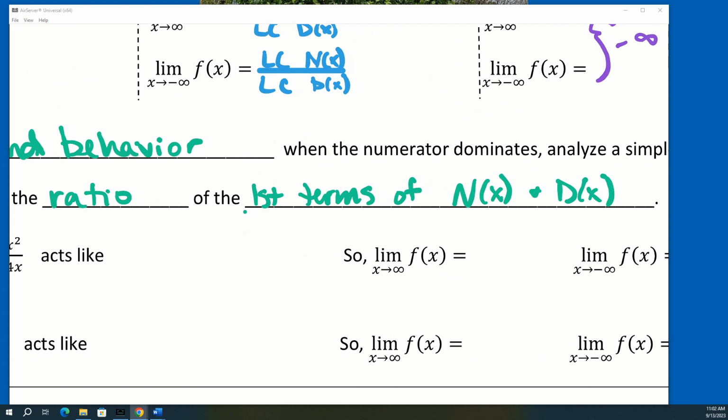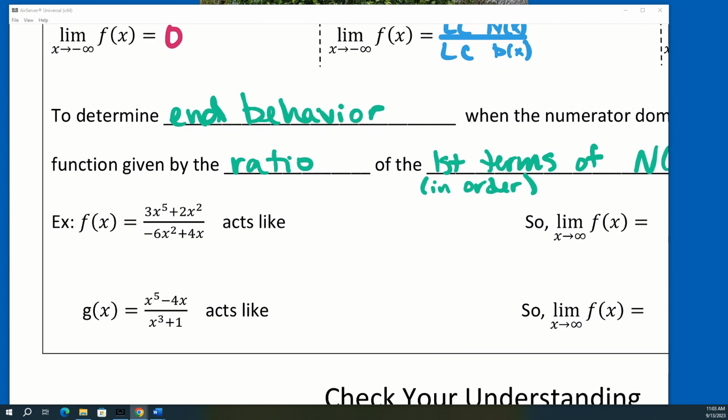Now, those first terms, the numerator and denominator, need to be in order. So I don't think there's one on our examples. There's definitely one on our homework. We have to pay attention to the order. All right. So for these examples, we have two where the numerator degree is larger than the denominator. So the numerator is dominating. And so we're going to say that the ends act like a function we would get if we just divided those first terms.